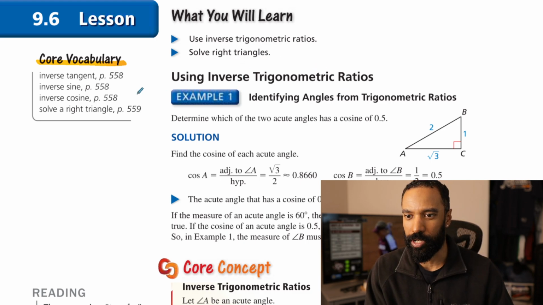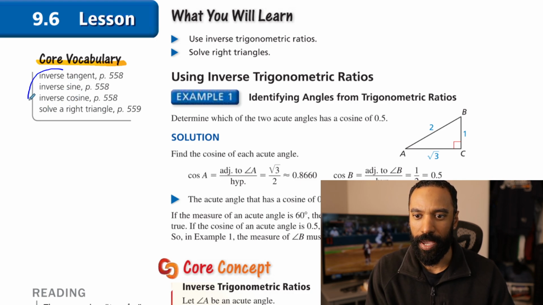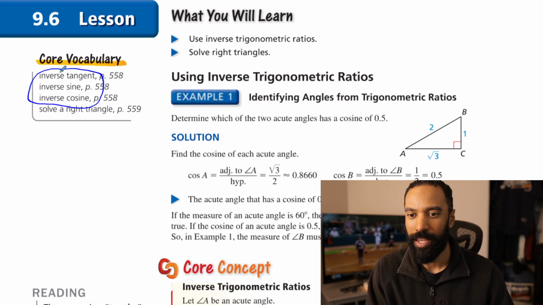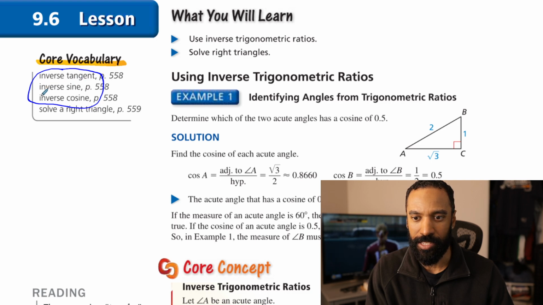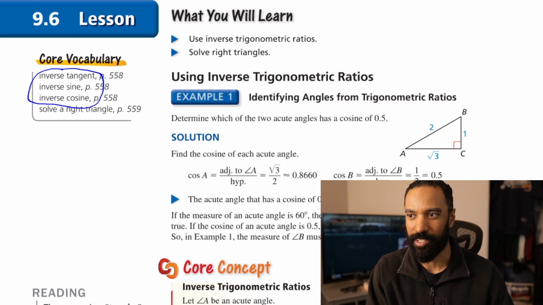Using inverse trig ratios. Oh, sorry, before that. Inverse tangent, inverse sine, inverse cosine, solve a right triangle, new core vocabulary. Note the way that they do say this and the syntax that will be in play. Please make sure that you say these phrases, not what they'll show you. You'll see what I mean in a second.